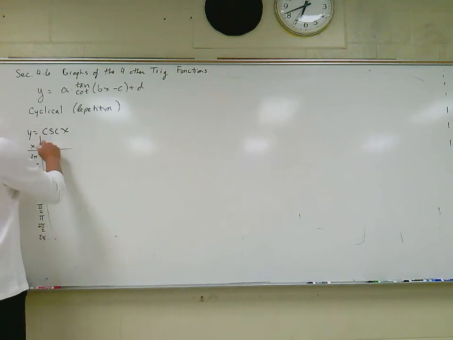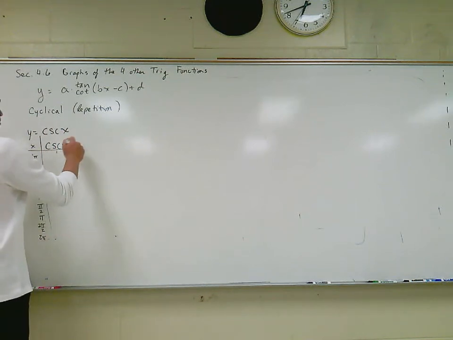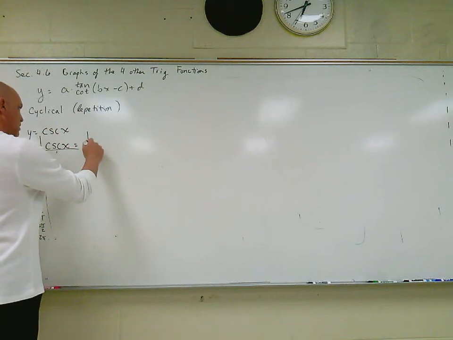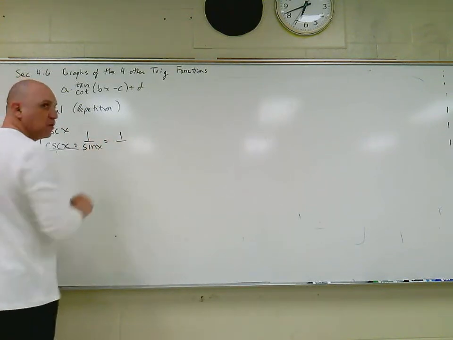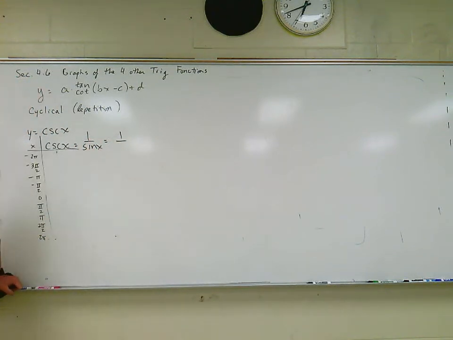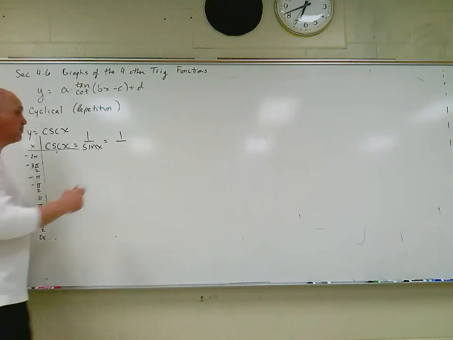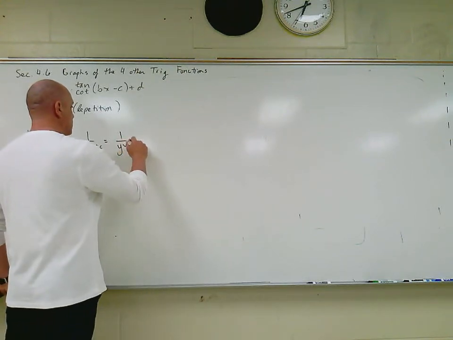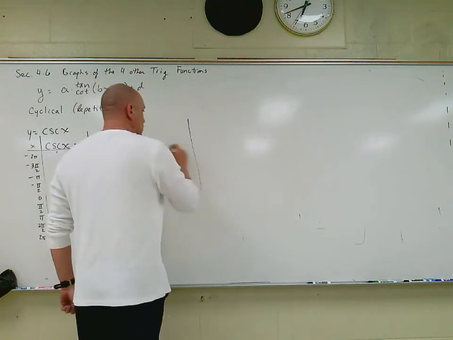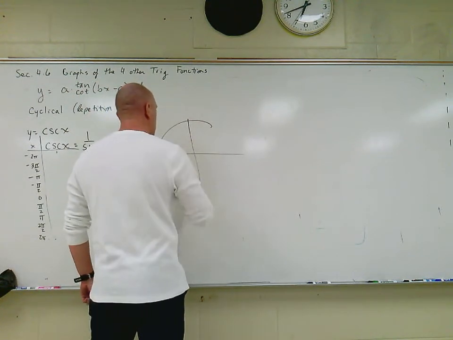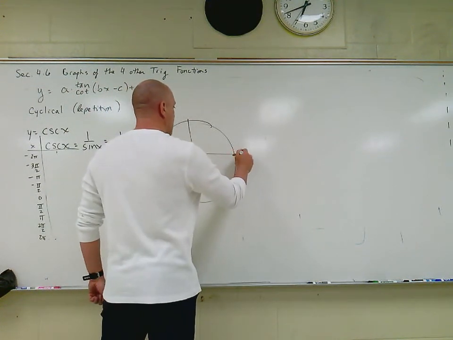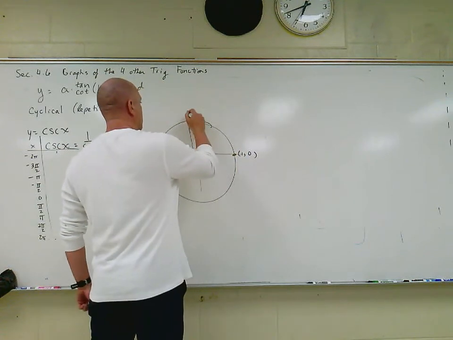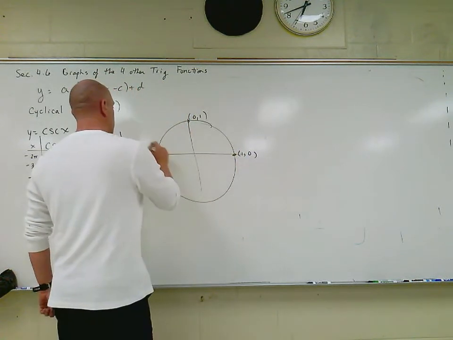Cosecant is equivalent to what? Very good. 1 over sine. And so that's going to be 1 over the what value from the unit circle? 1 over the y value, because sine is the y value. So we'll use our unit circle, but now you have to remember that you're doing 1 over the y for each one, because that's sine.